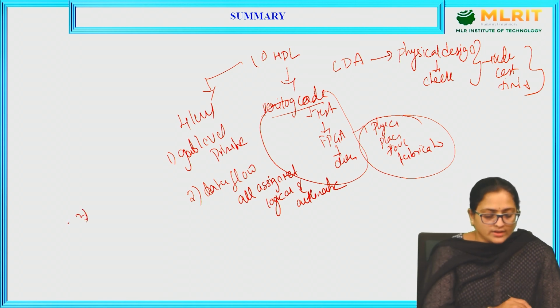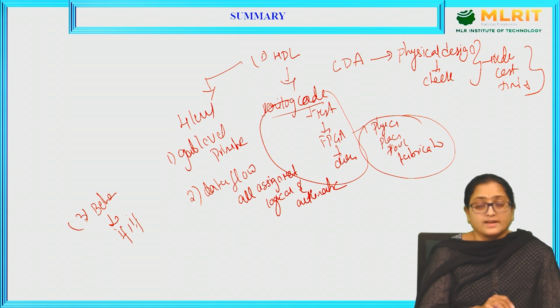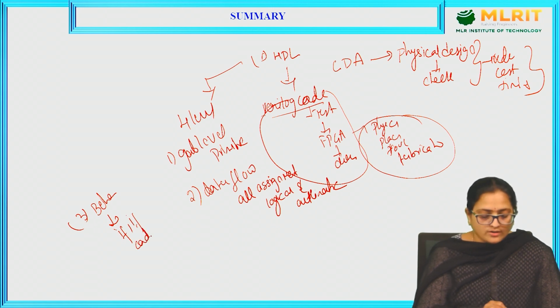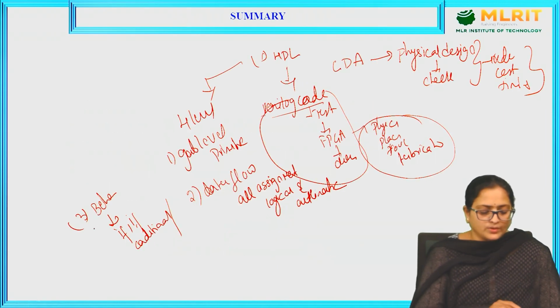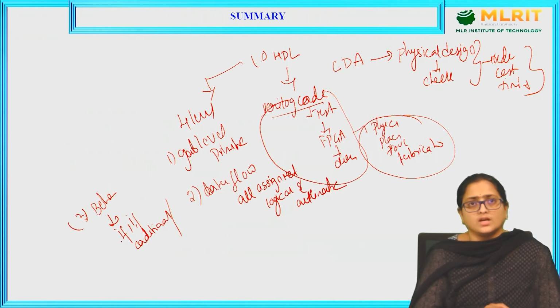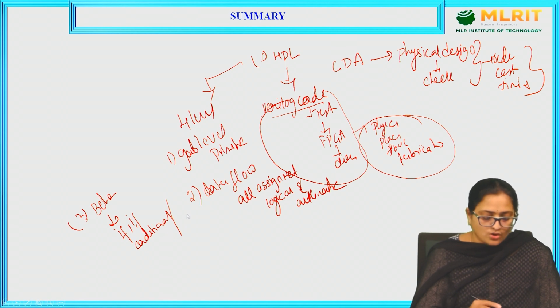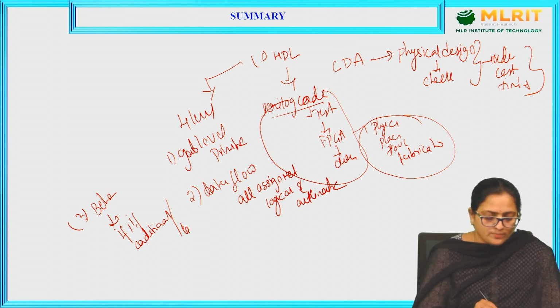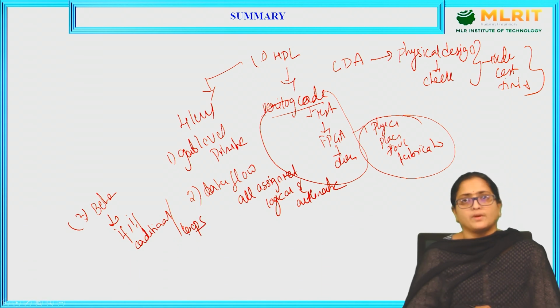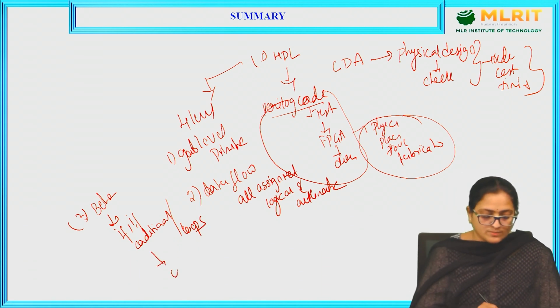The third one is behavioral level, where you can use conditional statements like if or if else, or you can use loop statements to write a behavioral code, which is similar to C language.